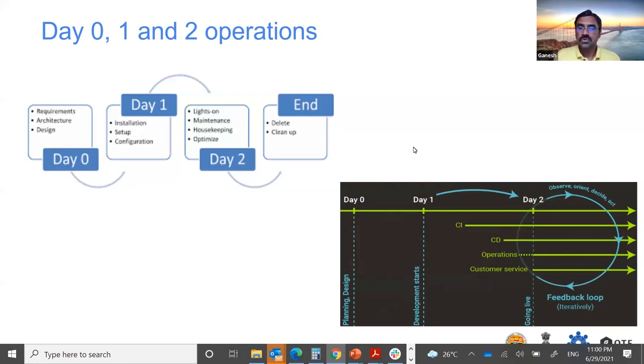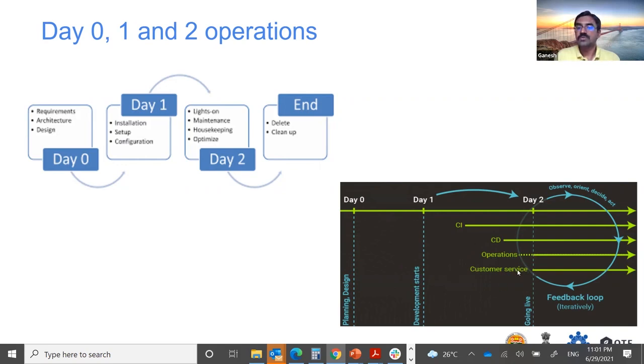So just to show you in a pictorial way, day 0, as I said, is the planning and design, and day 1 is where development starts. And then when it comes to day 2, as Prakash mentioned in our first session, CI/CD. How do you do your continuous integration? How do you do continuous deployment, continuous delivery? Then I can add one more C here, continuous operations. I can add one more C, continuous customer service.